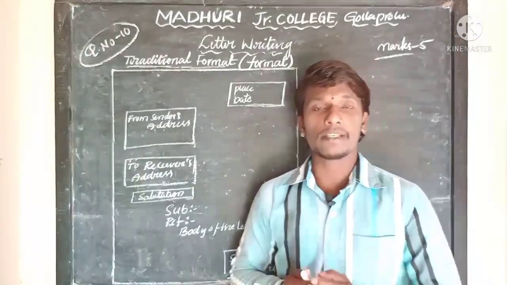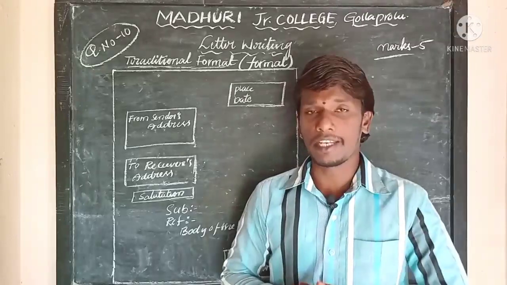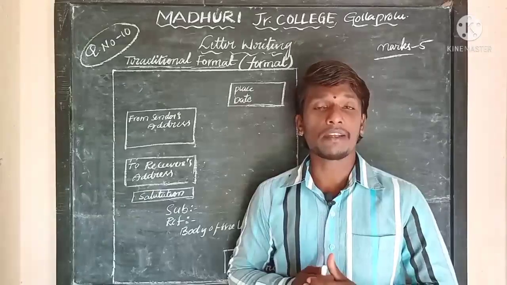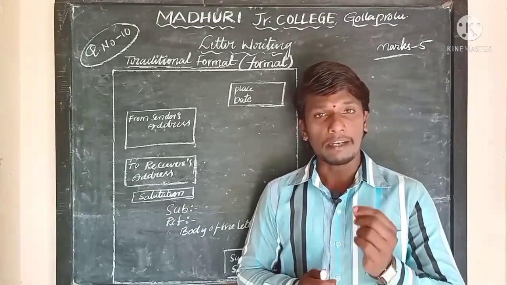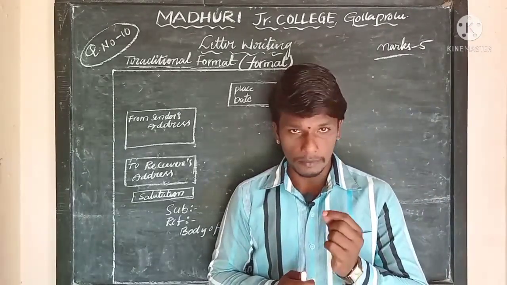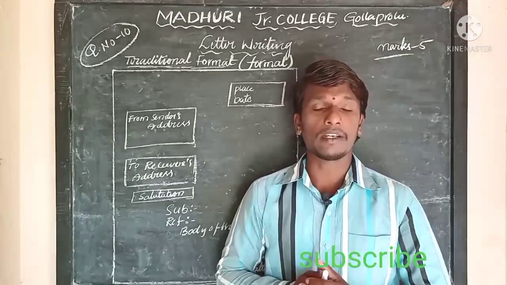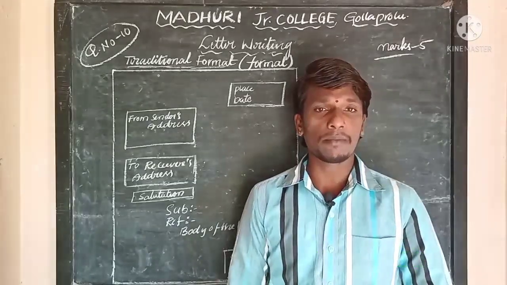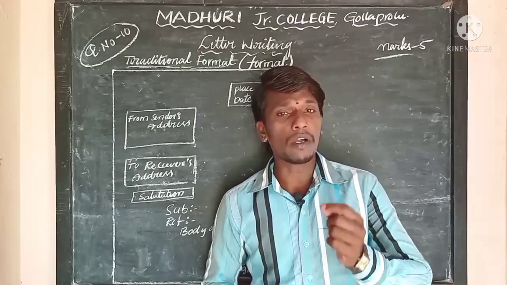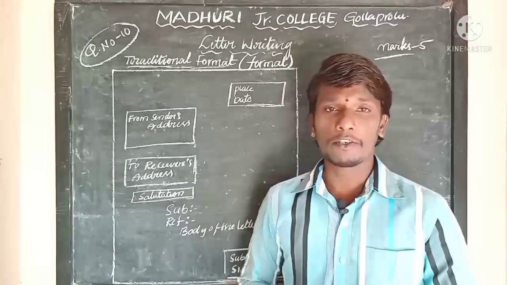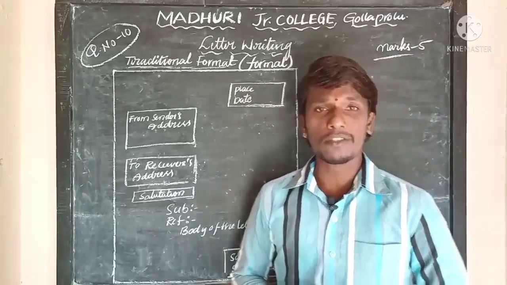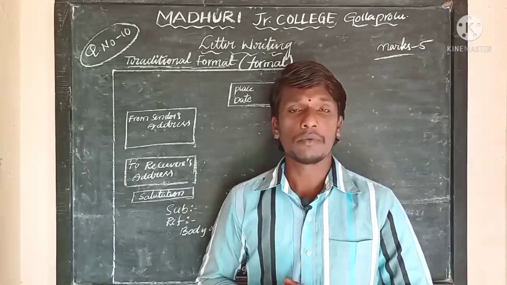So we discussed that there are 3 parts in heading. Heading consists of sender's address, date, and receiver's address, then salutation, and finally body of the letter. So what is the body of the letter? How many paragraphs would be in the body of the letter? The beginning, the content, and finally the ending. How the ending would be, what the content would be, and how we need to start the beginning of the paragraph. So these things were discussed yesterday.